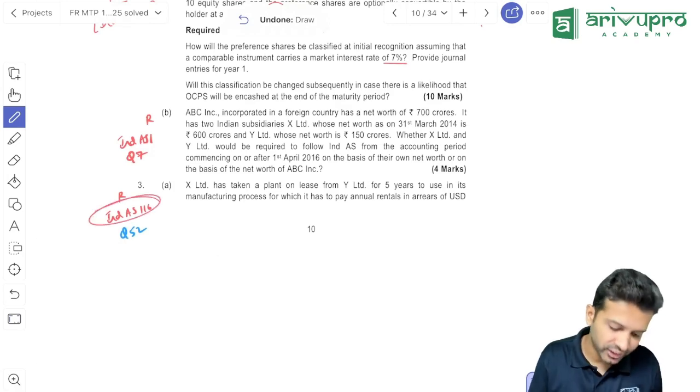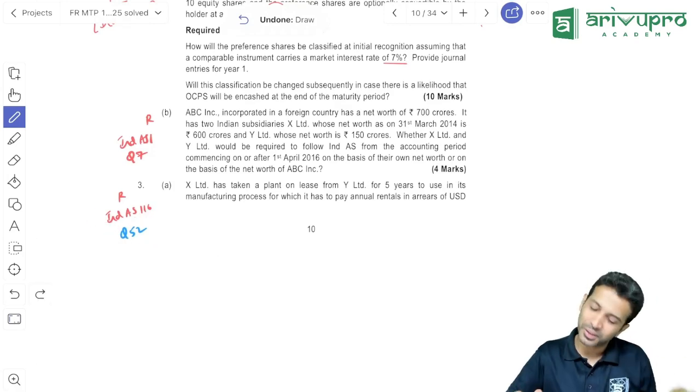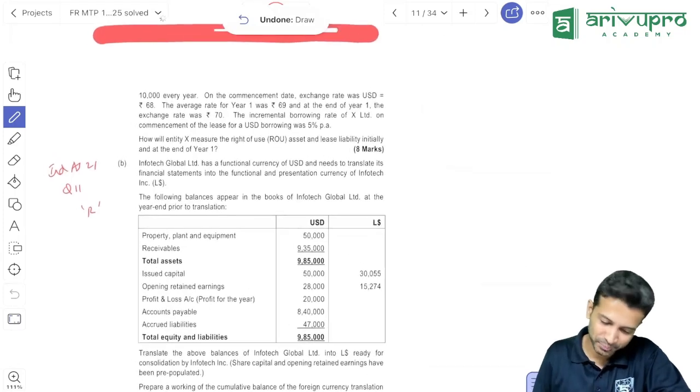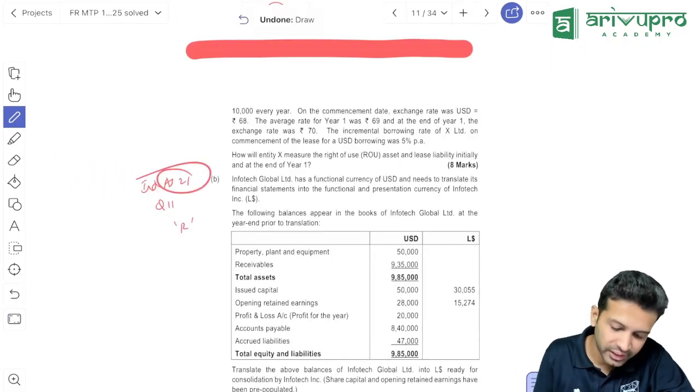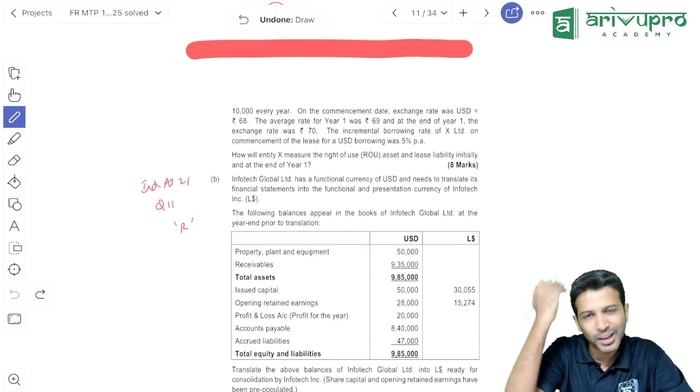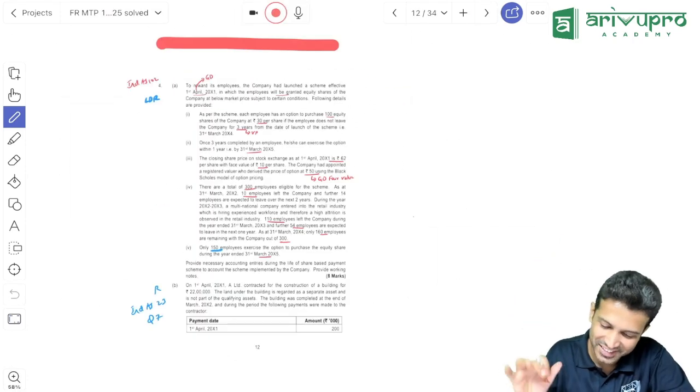3A also is Ind AS 116, question number 52. Repeat, cut, copy, paste. Then 3B is question number 11 in Ind AS 21. Same name, same value, same everything. Ditto, repeat, no change.